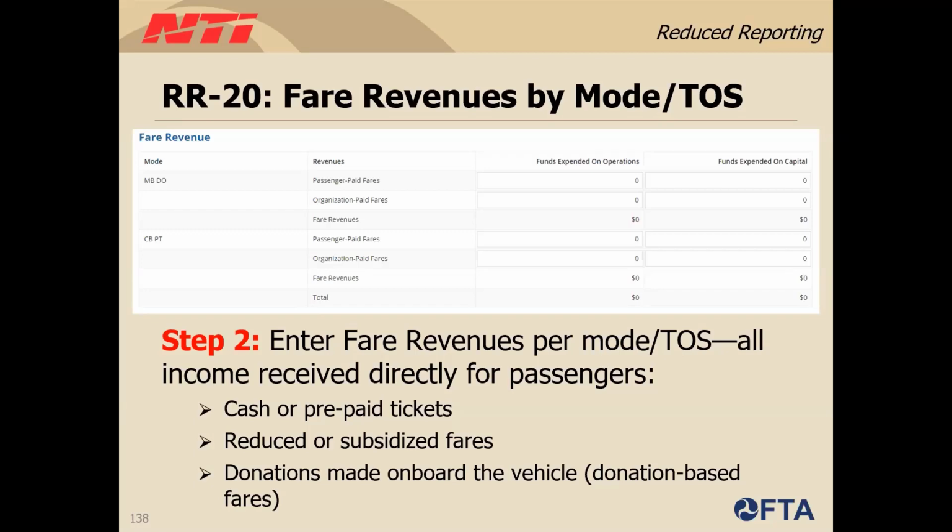With the updated USOA in effect since report year 2018, agencies are required to report fare revenues in two categories: passenger paid fares and organization paid fares. Passenger paid fares consist of direct fares, including payments such as full adult fares or senior citizen fares. Organization paid fares include fares earned from organizations for providing transit service, such as universities, reduced fare reimbursements, or other special contract transit fares.